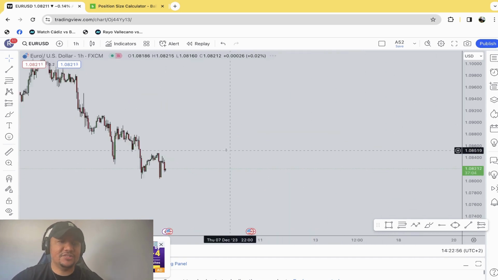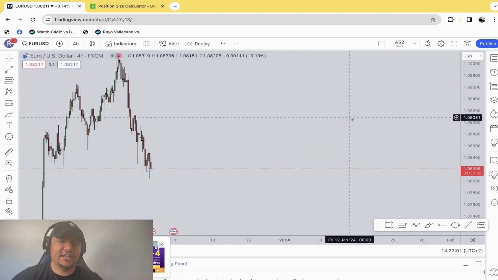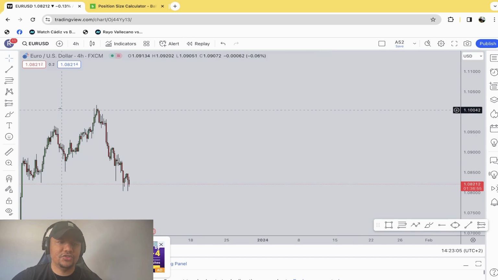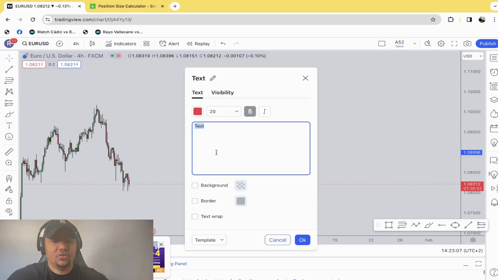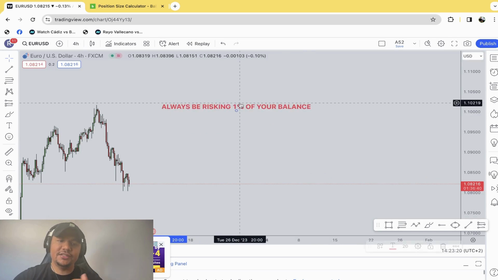So the risk management is obviously the key in order to make sure, like I said, that you stay in the market. Now, as a general rule of thumb, what you need to always be risking is 1% of your account. 1% of your balance. Now, even if you are dropping with your balance, you need to maintain the 1% rule.